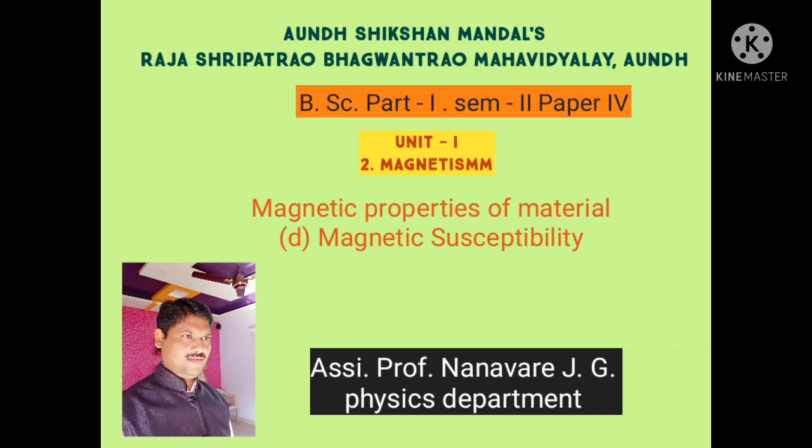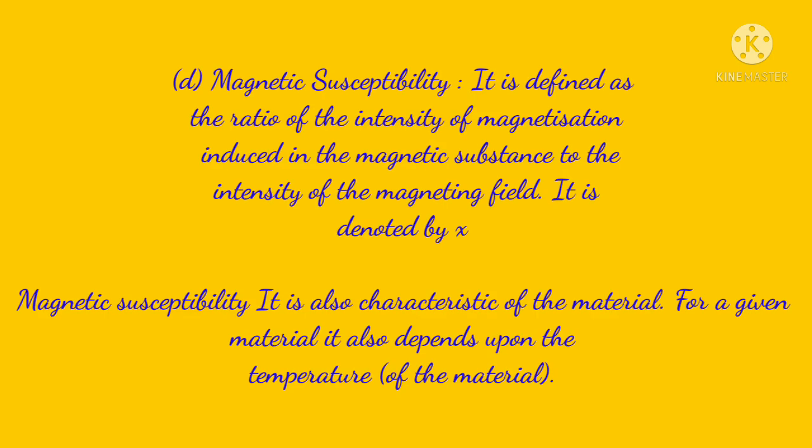Today we are going to teach the magnetic properties of material. Fourth property, that is the magnetic susceptibility. This magnetic susceptibility is defined as the ratio of magnetic intensity of magnetization induced in the magnetic substance to the intensity of magnetizing field. It is denoted by chi.